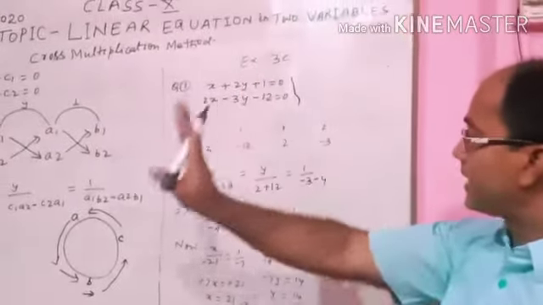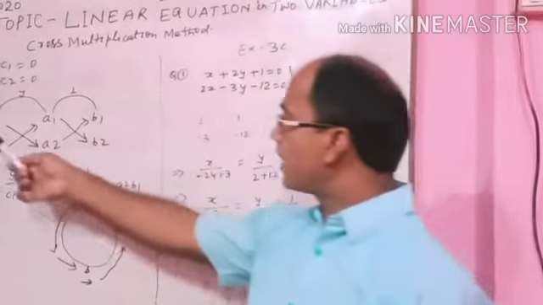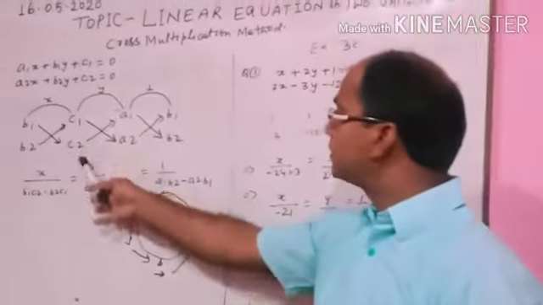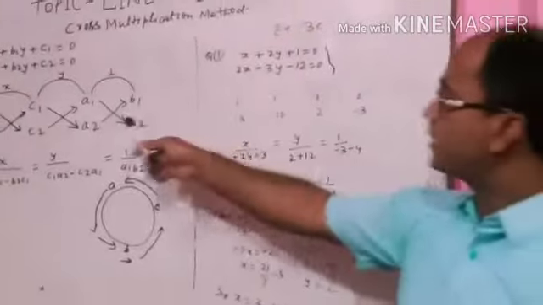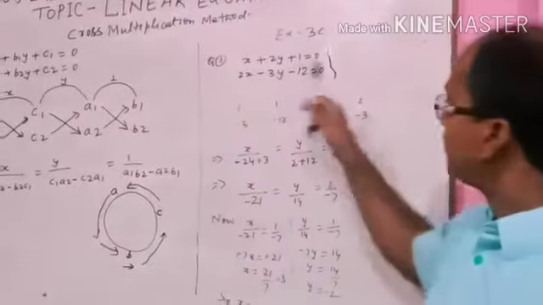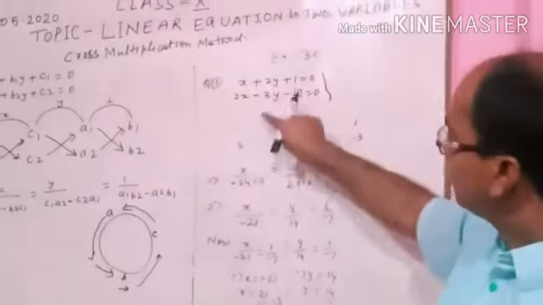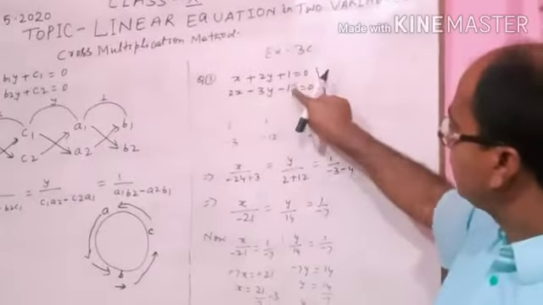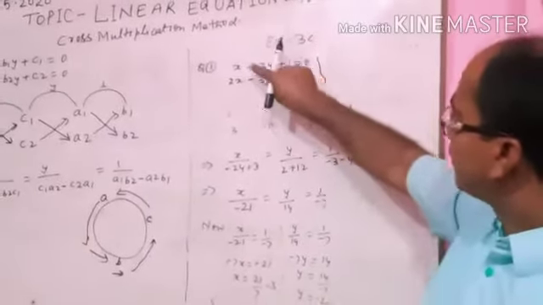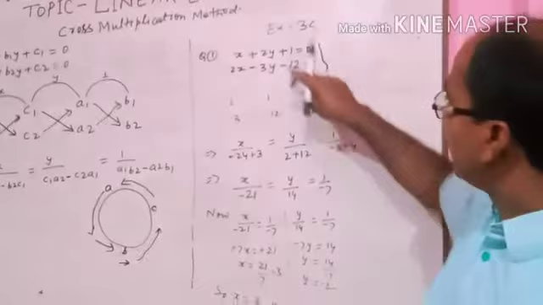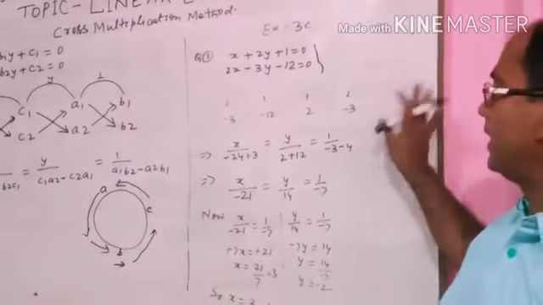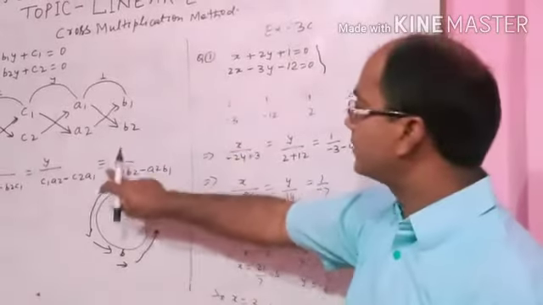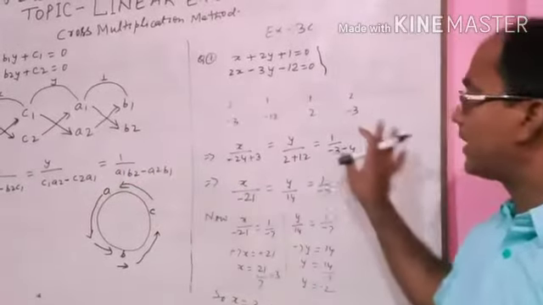Students, I had said to you, at first you have to write b1, b2, c1, c2, a1, a2, b1, b2. In the same way, I have written the coefficients for this formula: b1, b2 are 2 and minus 3, c1, c2 are 1 and minus 12, a1, a2 are 1 and 2, and then the coefficients 2 and minus 3. I have written that. Now students, you can write this formula, but I have not written it here.